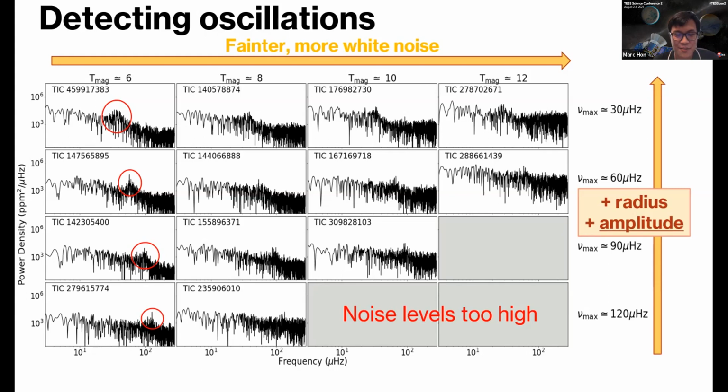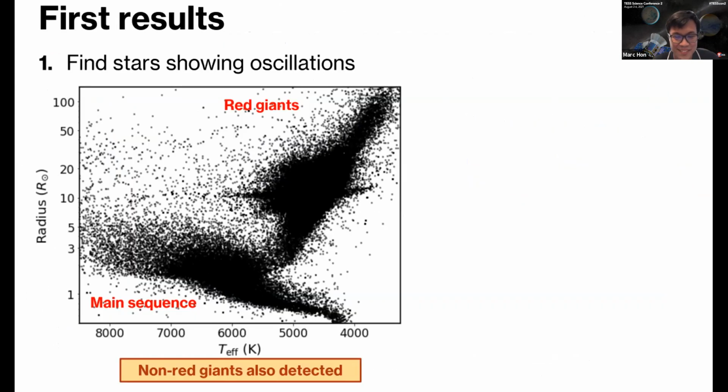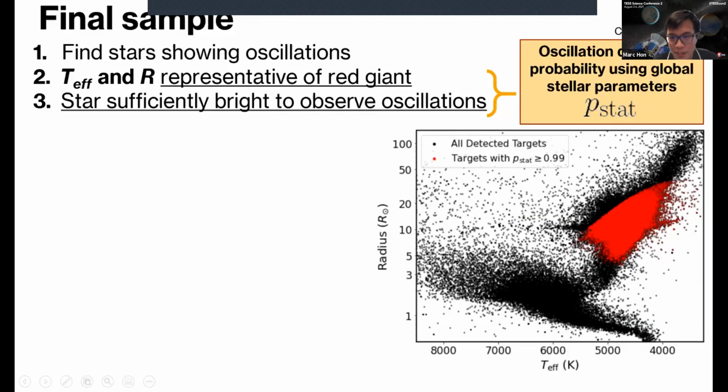Yeah, there's plenty of red clump stars in our sample. In fact, you can see here. Well, maybe this is a better one here. Yeah, plenty of red clump stars.